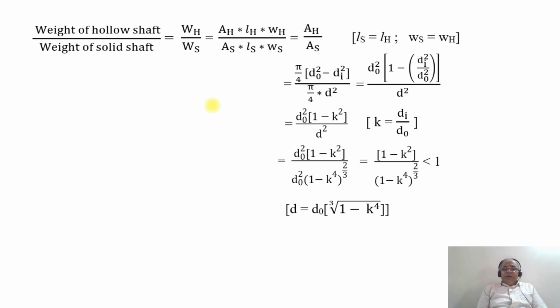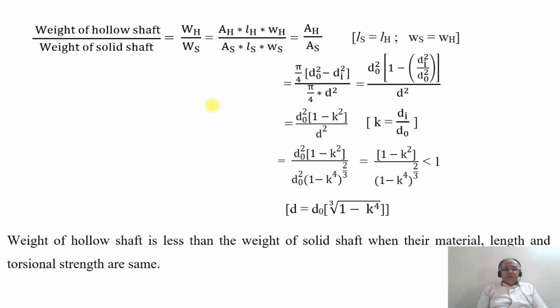where d will be equal to d naught into cube root of 1 minus k to the power of 4. So therefore, from this what we can infer is the weight of the hollow shaft is less than the weight of the solid shaft when their material, length and the torsional strength are the same. So this is how you will be able to compare both the hollow shaft with that of the solid shaft. Thank you.